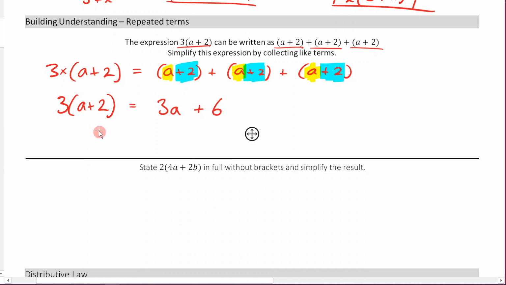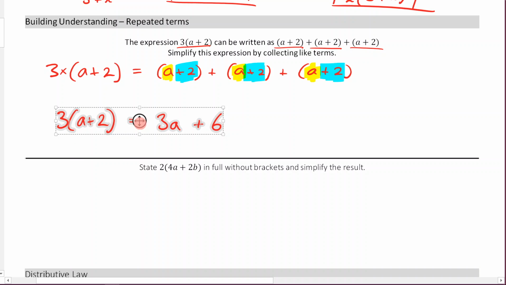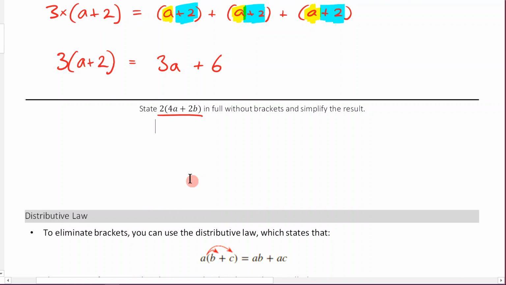And I actually might just move this down a little bit using the power of technology. Let me just move this down like there. Perfect. Okay, we'll come back to that. I just want to go through this one as well. So this is asking us to do the same thing, but now we've been given 2(4a + 2b).